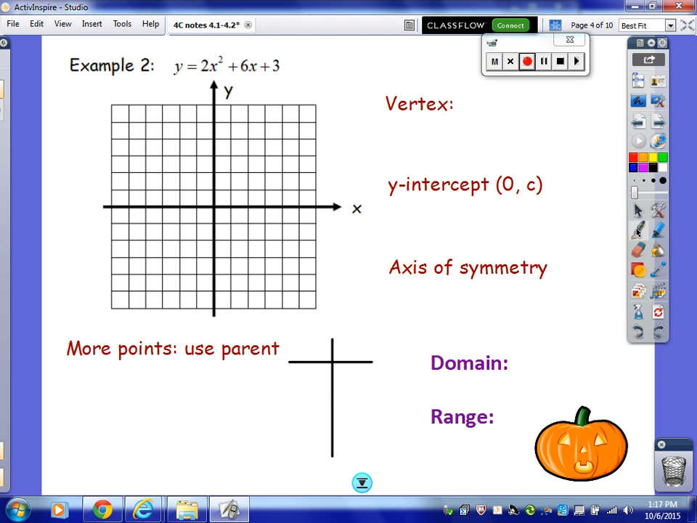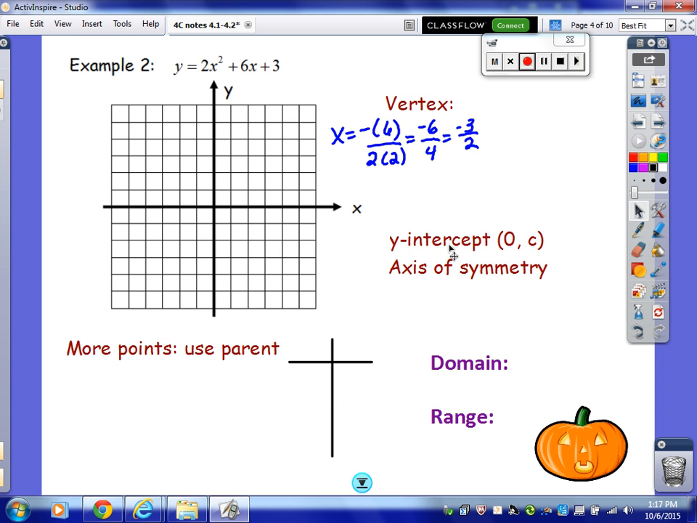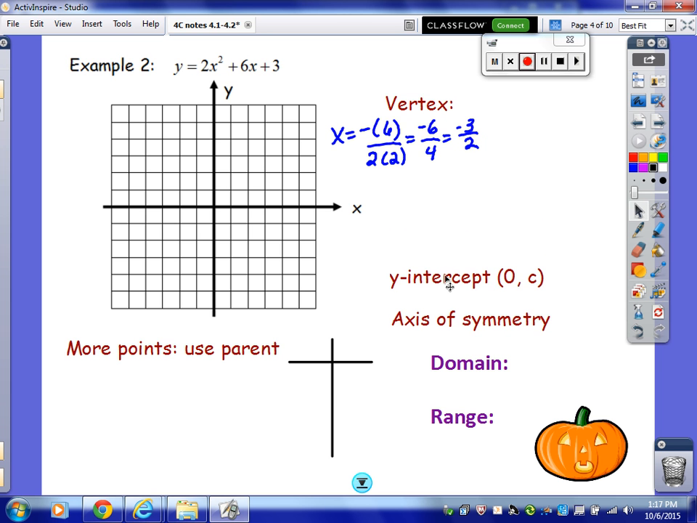Okay, so we'll have to do x is equal to the opposite of b, which in this case is 6, over 2 times 2, which is negative 6/4, which is negative 3/2. Okay, now we're going to find the corresponding y value. We'll give ourselves some more room here to work. All right, let's plug in and find y.